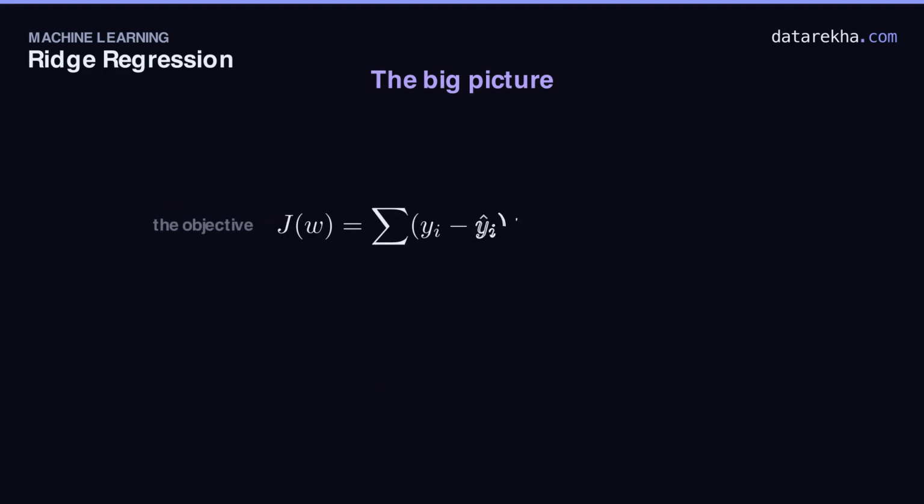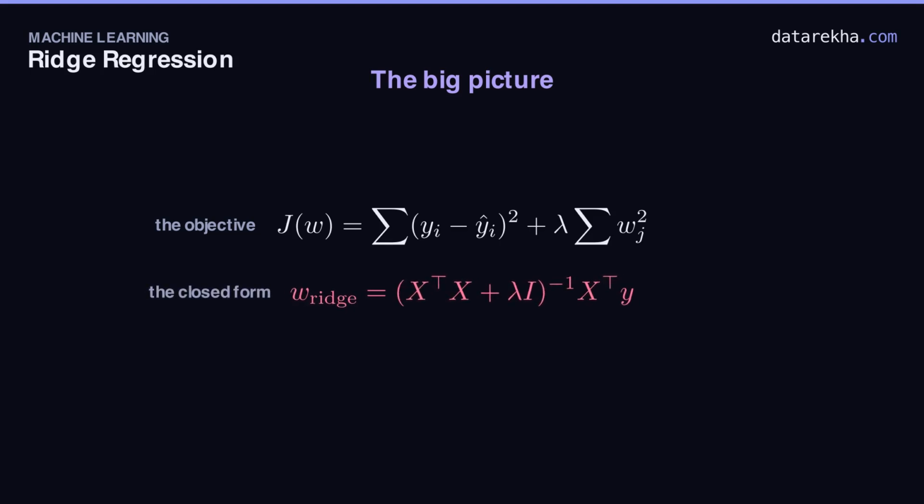So the whole lesson on a page. Ridge adds an L2 penalty to the least squares loss. Fit error plus lambda times the sum of squared weights. It has an exact solution: X transpose X plus lambda I, inverted, times X transpose Y, and that plus lambda I keeps the matrix invertible even when features are collinear.